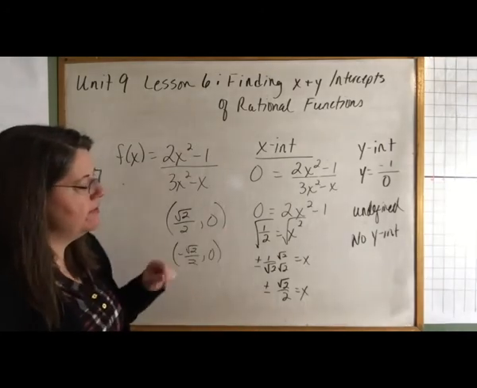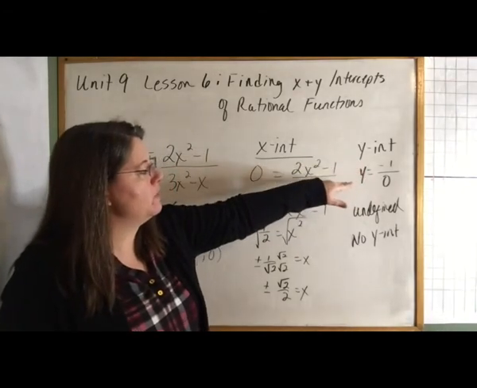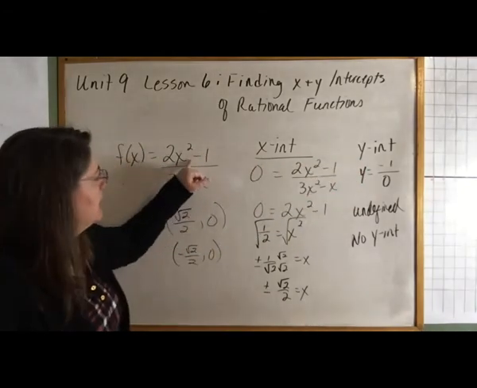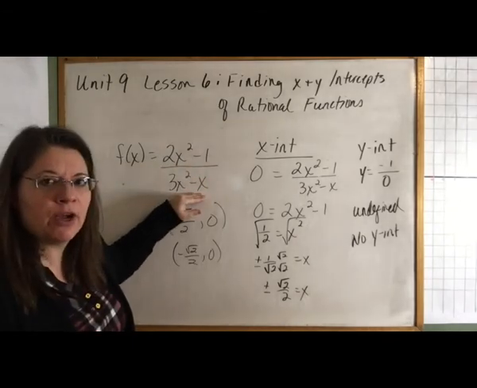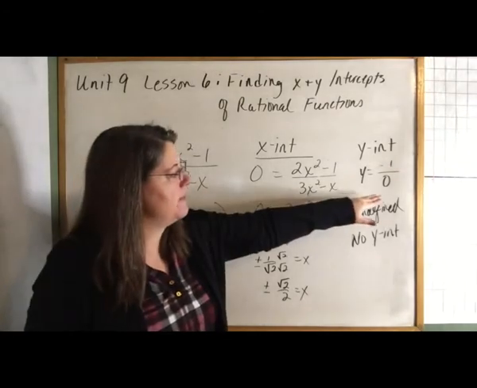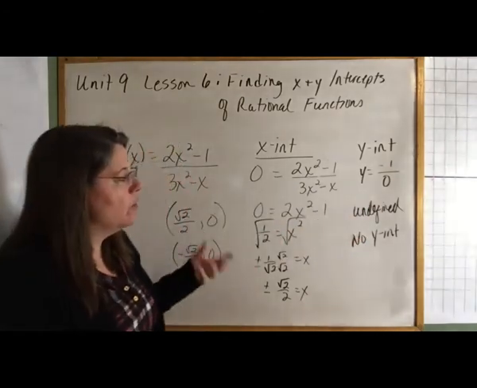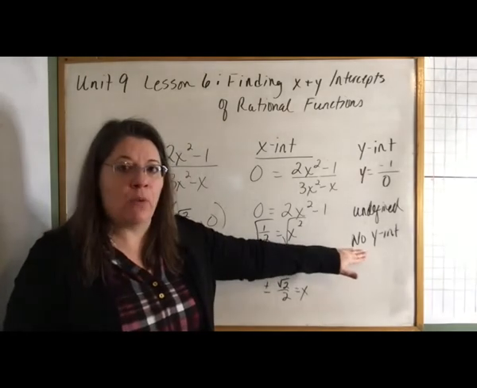And then in the next one, this is kind of a special case here. When we set x equal to 0 here, on the top we're going to end up with a negative 1, and on the bottom, if you notice, we end up with 0. And remember, you can't divide by 0. So if you have division by 0, that's going to be undefined. So our y-intercept is undefined. So we don't have a y-intercept there.